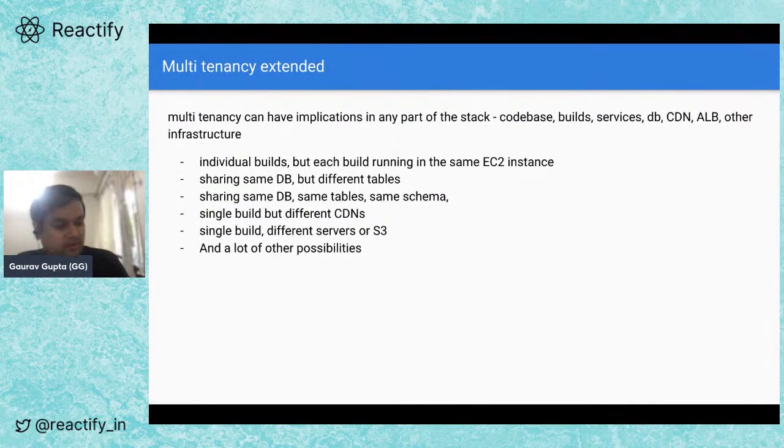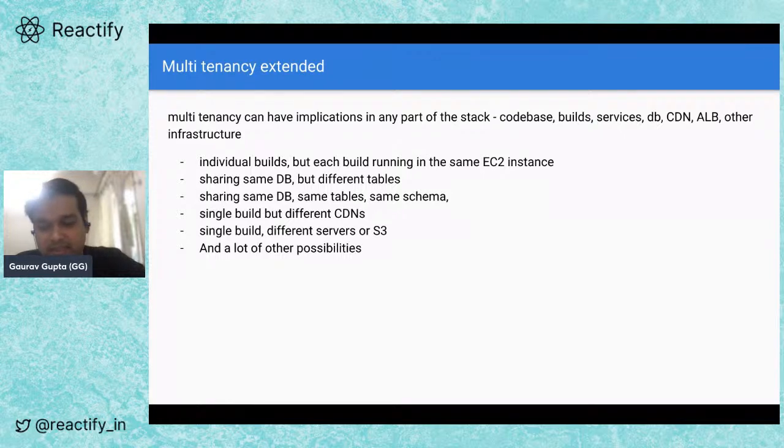Cool. So, strictly talking about multi-tenancy, I think we have discussed that it is more discussed in terms of the infrastructure stack or on the backend side, but just extending that definition to include a lot of other things. Multi-tenancy can generally have implications in any part of the stack, like code base, build, services, DB, CDN, your load balancers, and other pieces of infrastructure.